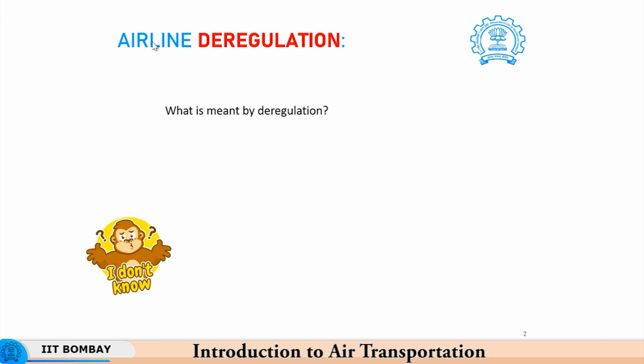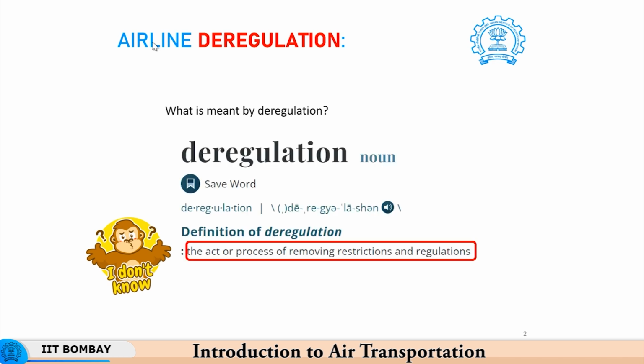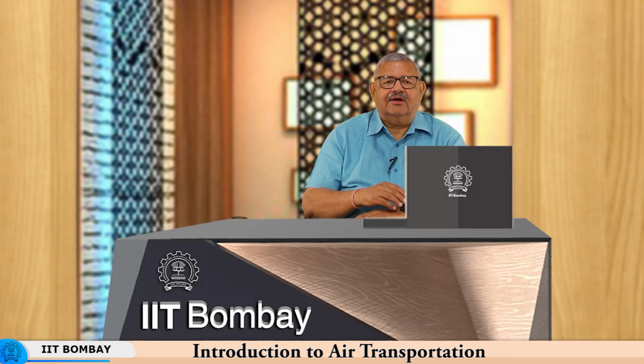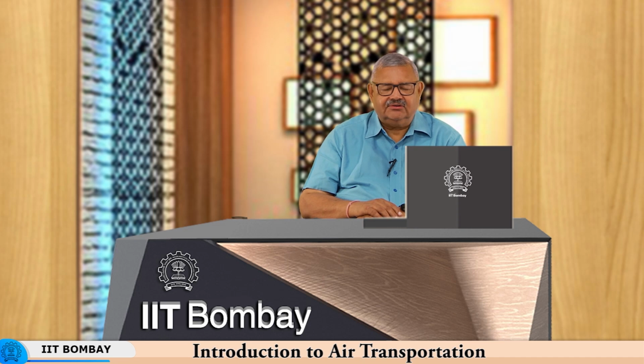First of all, since we are talking about airline deregulation, let us understand the meaning of the word deregulation. Deregulation basically means the act or process of removing restrictions and regulations. So, you can imagine that when there was regulation, there were many constraints, there were many restrictions, and when several of these were removed, that act can be called as the act of deregulation. This path breaking act was passed by the US Senate in 1978 and it is known as ADA or the Airline Deregulation Act of 1978.